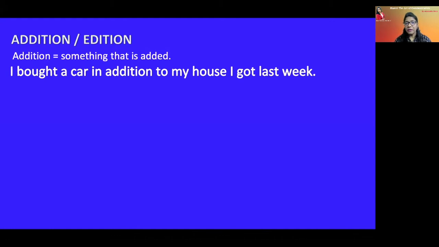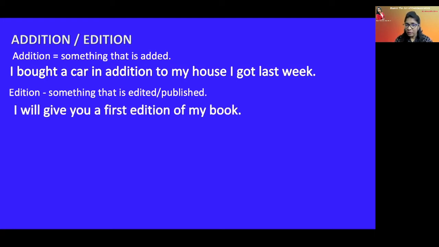For example, a sentence for addition: I bought a car in addition to the house I got last week. You can also use 'besides', and that also sounds good. Edition is something being edited or published. The example I'm giving is: I will give you a first edition of my book, because I'm just writing a book. Probably it will be published in the month of May or the first week of June. So I say that I will give you a first edition of my book. I hope these words are clear. Addition and edition. Let me go to the next one.